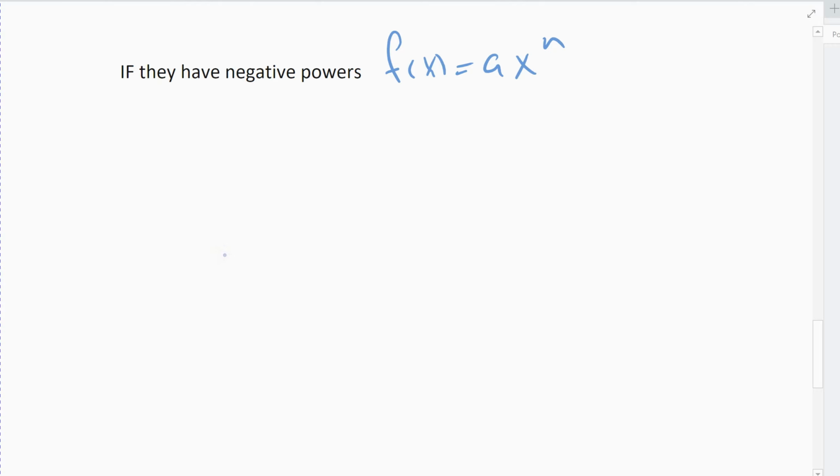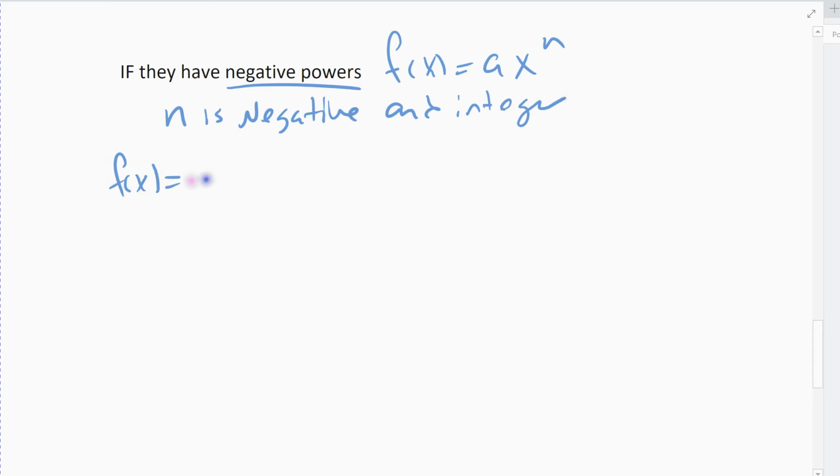Alright, the behavior of the graphs of a power function where I have a negative power. I'm specifically going to look at negative integer powers, so n is negative and an integer. An example would be something like f of x equals 2x to the negative 2, or g of x equals 5x to the negative 3, right? So n is negative.